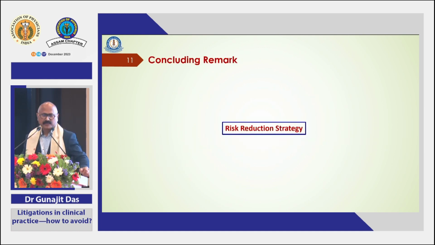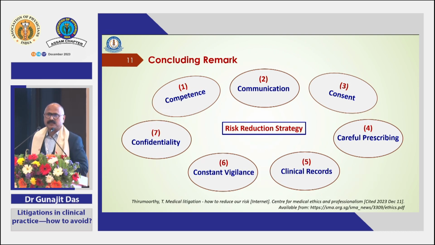Now, coming to the concluding remark, there are certain risk reduction strategies which we have already discussed under these three headings. First one is competence. I have to be very competent in the field where I am practicing. There should be proper communication with the patient as well as all other authorities. If I am bound to inform some authorities, definitely I have to inform. Next is consent. Until and unless I get proper consent, I'm not supposed to start. And once I get the consent, careful prescribing should be there and proper documentation of what I prescribe. Whatever I prescribe or whatever I do with the patient should be recorded properly in clinical records.